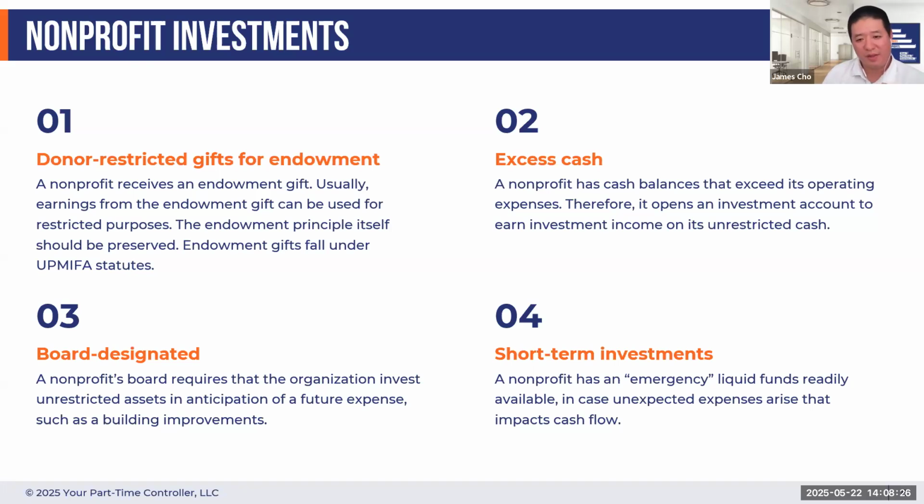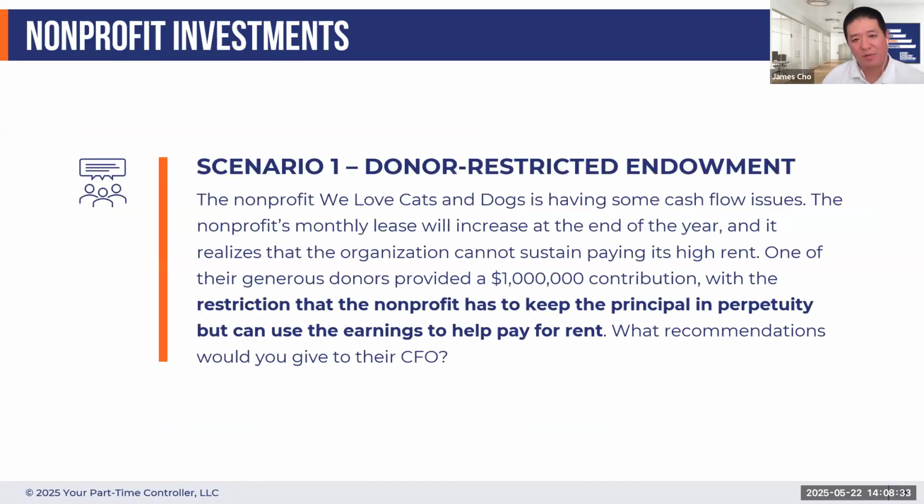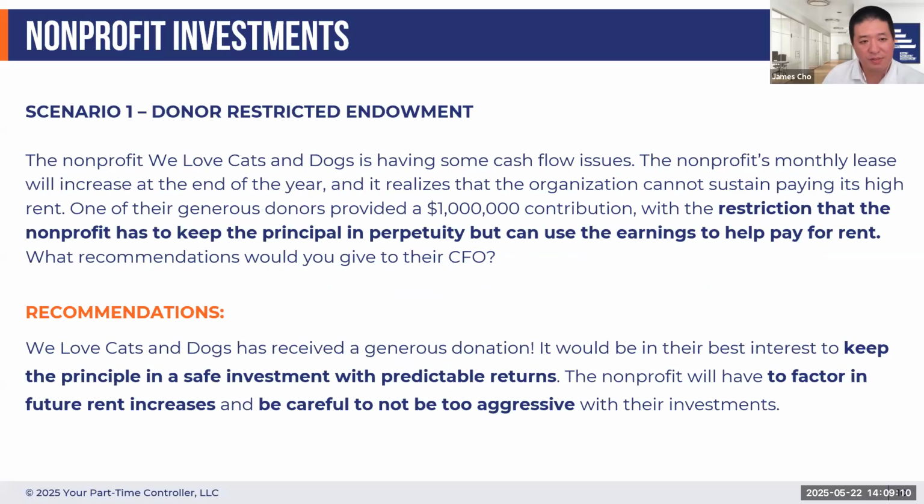So now that we've gone through these explanations, we'll go through some examples of why nonprofits invest. I'll just read off each scenario and then give some thoughts afterward. So here's scenario one. The nonprofit We Love Cats and Dogs is having some cash flow issues. The nonprofit's monthly lease will increase at the end of the year, and it realizes that the organization cannot sustain paying its high rent. One of their generous donors provided a $1 million contribution with the restriction that the nonprofit has to keep the principal in perpetuity, but can use the earnings to help pay for rent. What recommendations would you give to their CFO?